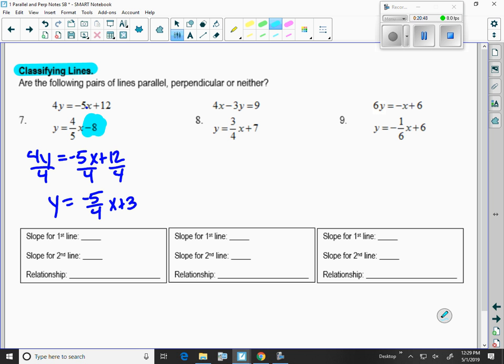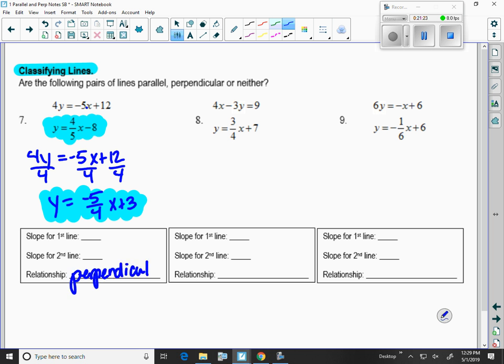Okay, so I'm looking at this line here, and I'm looking at this line here. Of those two lines, look at their slopes. Are they the same? No, so they are not parallel. What about perpendicular? Yes, because they are opposite. One is positive, one is negative, and the fraction has been flipped. Do you agree? Can you see it? Okay, so they are perpendicular.